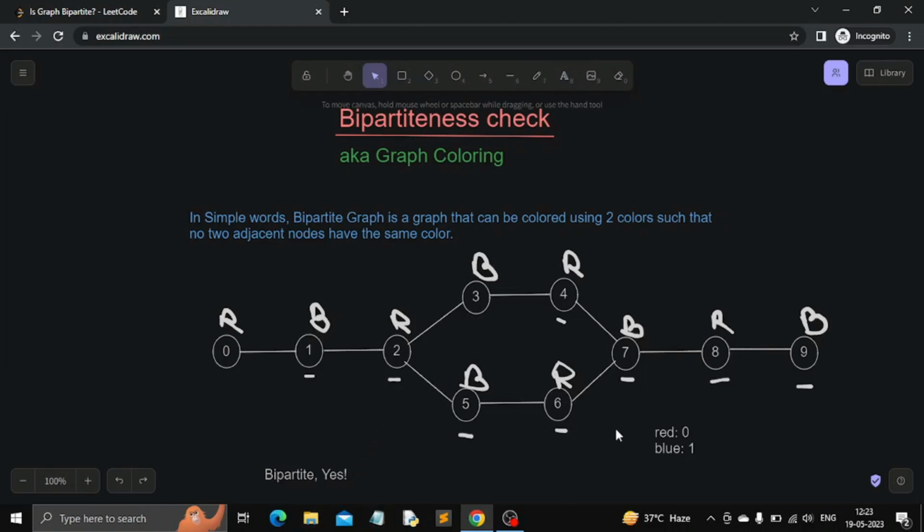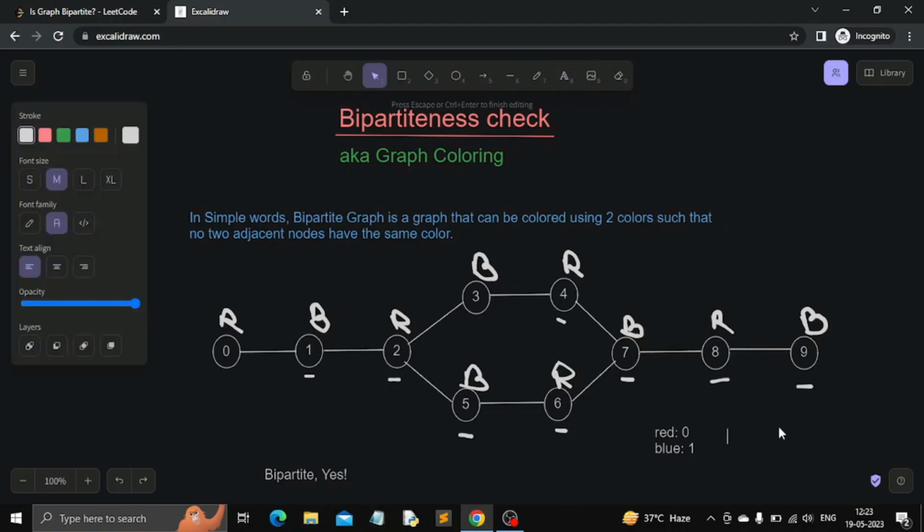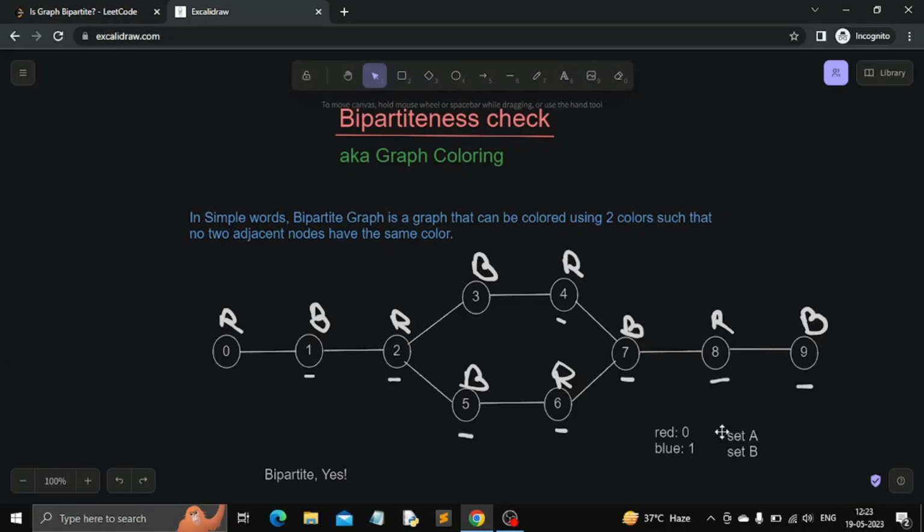We can consider that color red is set A and color blue is set B. So in this graph, as you can see, every edge connects a node from set A to a node from set B. Hence it is bipartite. I hope it makes sense. Now let us consider another example.